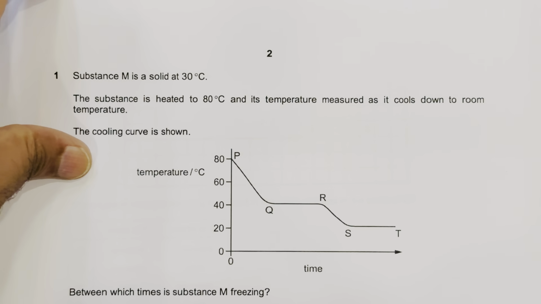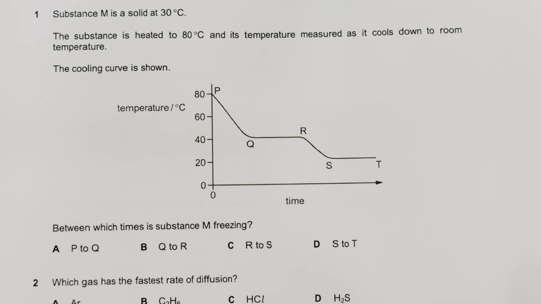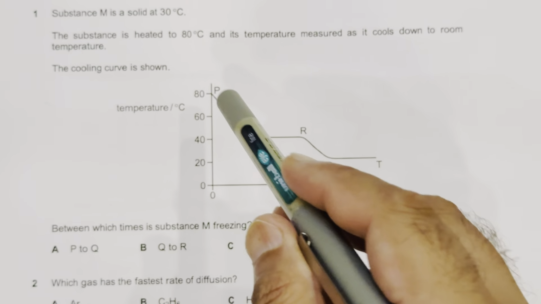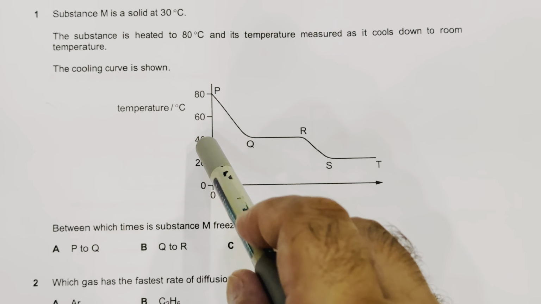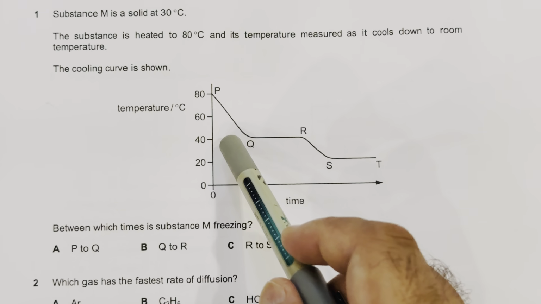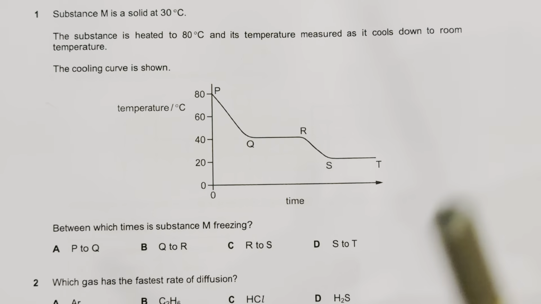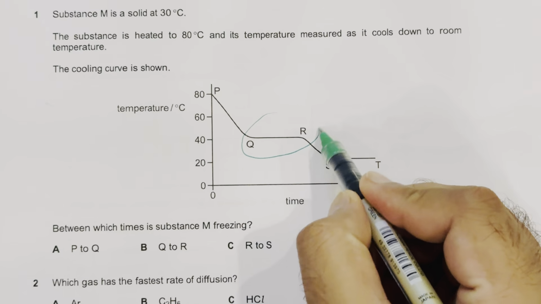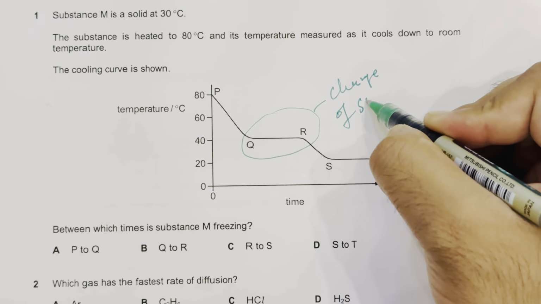Okay. Substance M is a solid at 30 degrees Celsius. The substance is heated to 80 degrees Celsius and its temperature is measured as it cools down to room temperature. This is the cooling temperature. It is cooling down. The cooling curve is shown. Temperature is decreasing from 80, then it goes to 60, then it goes to 40. And we can see that at 40 degrees Celsius, the region between Q and R is flat. So it is showing that the change of state is happening between this portion, that is Q or R. Change of state is happening in this region.